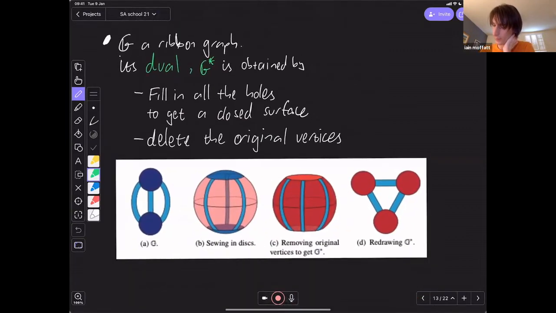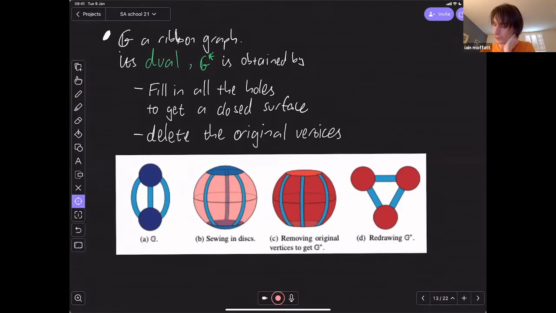So for my dual of a ribbon graph, I'm just going to do this process. I take my ribbon graph, then I fill in all of the holes, because I know this is just a punctured surface, a surface with holes. So I can just patch in a disk here, here, and here. And then this example is going to give me this blue ribbon graph sitting on the sphere. And then all I have to do is just delete these two original vertices.